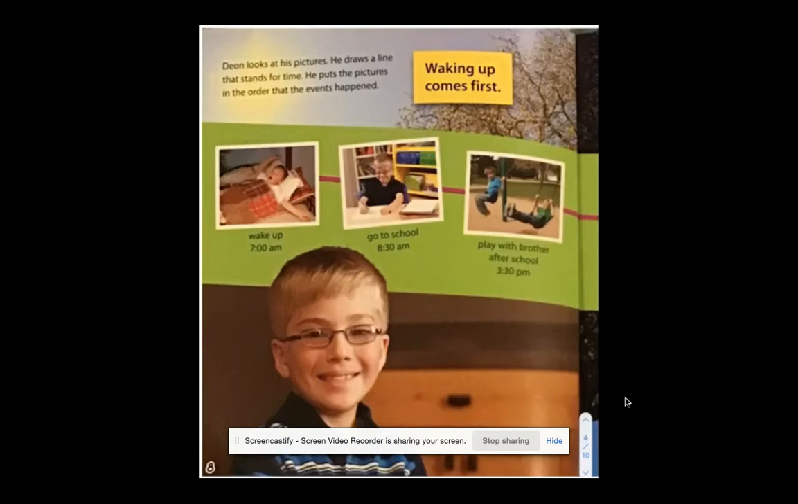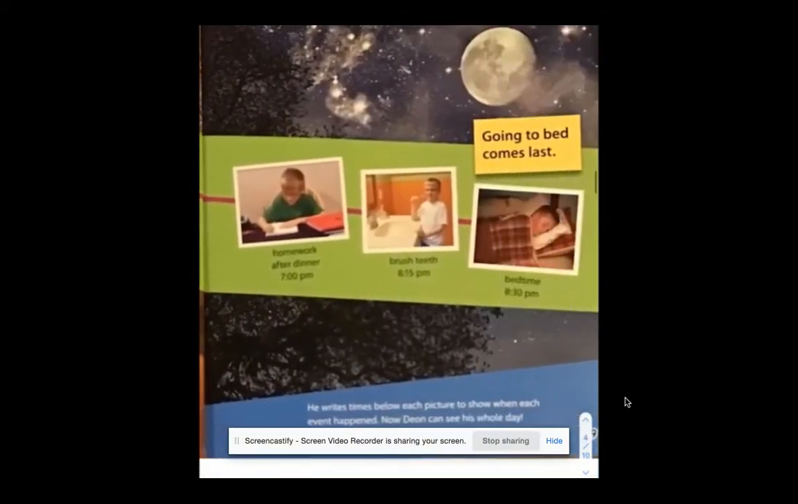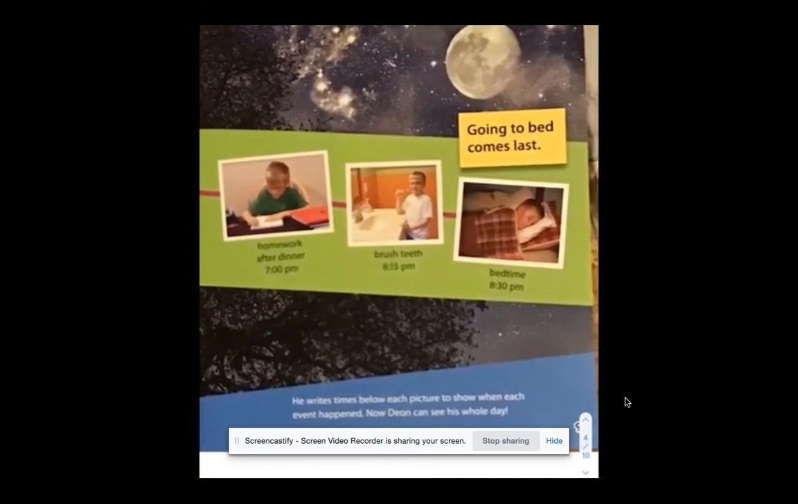Waking up comes first. Wake up 7 a.m. Go to school 8:30. Play with brother after school 3:30. Homework after dinner 7 o'clock. Brush teeth 8:15. Bedtime 8:30. Going to bed comes last. He writes times below each picture to show when each event happened. Now Dion can see his whole day.